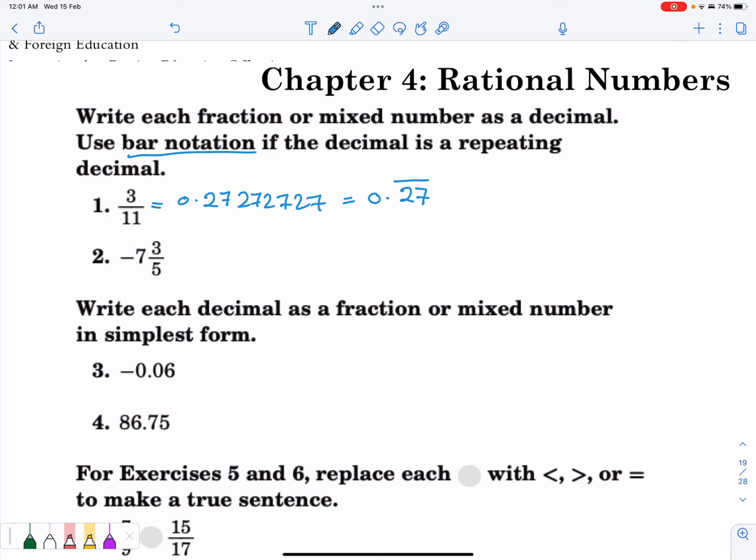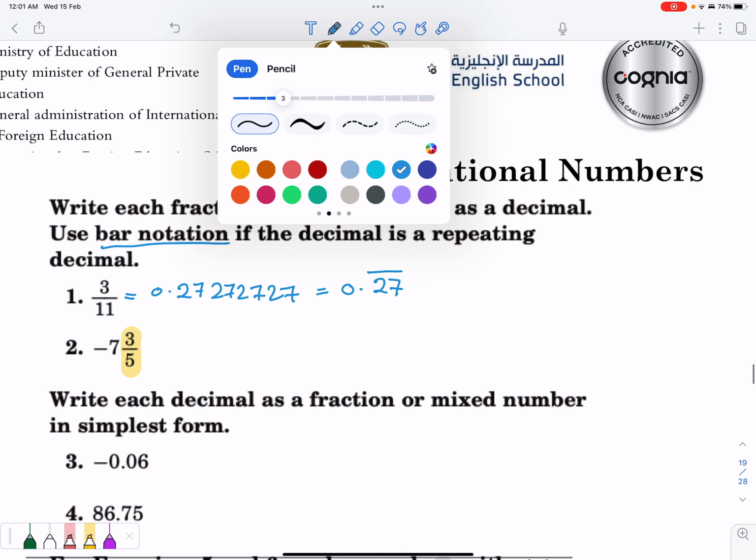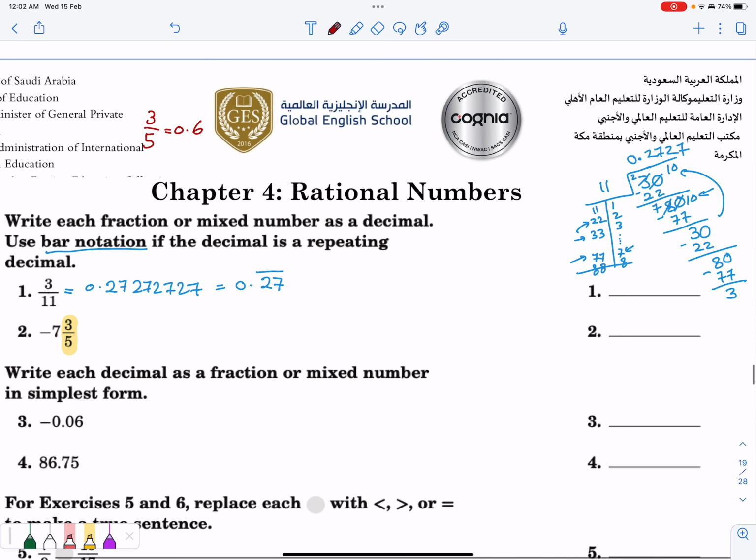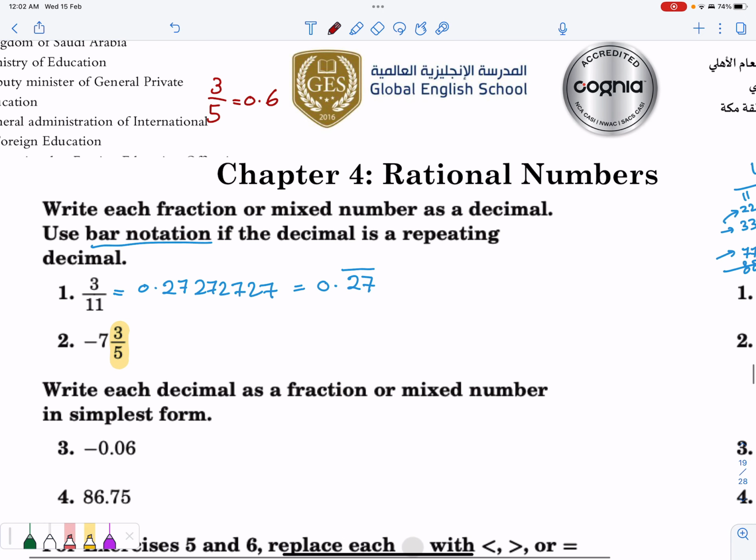Okay, question 2. You have a mixed number, 7 and 3 over 5. Now 3 over 5 is supposed to be one of the famous fractions. I guess I forgot to mention it, but it's an easy one. Also, I highly encourage you to memorize it. So the fraction 3 over 5 is equal to 0.6, without any repeating, without anything else. To check that, we can divide it together. It's going to be an easy one.